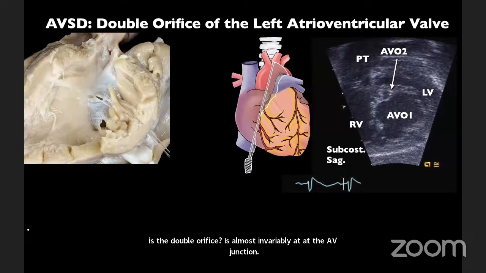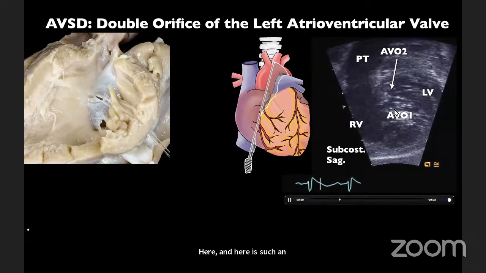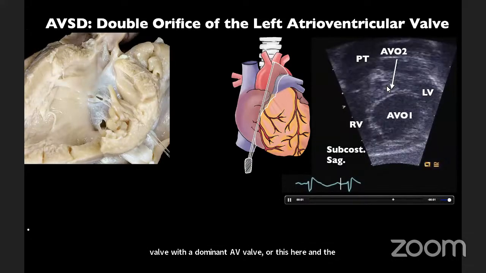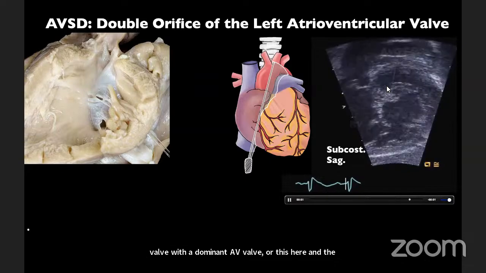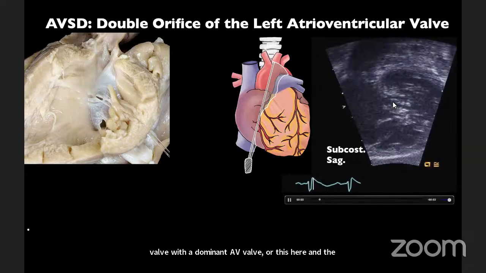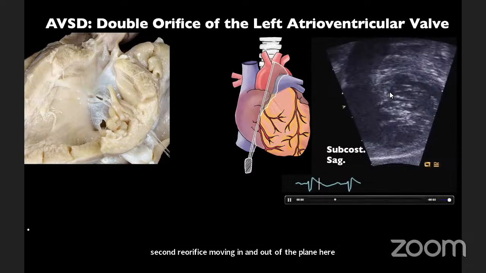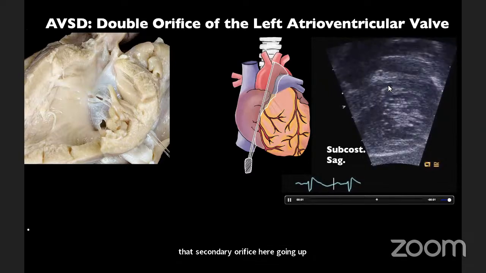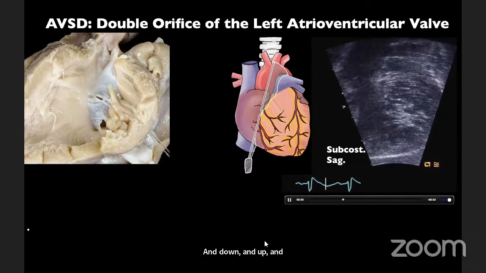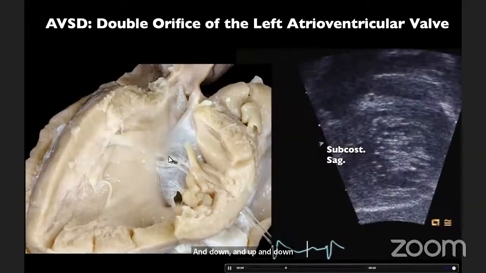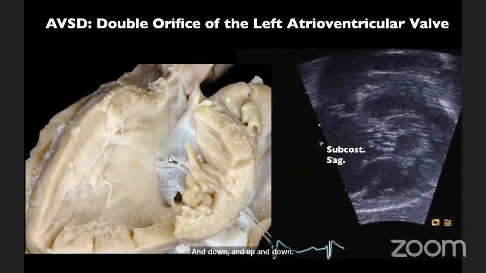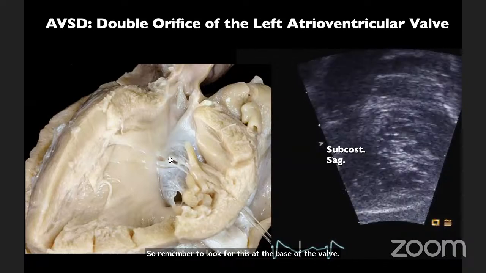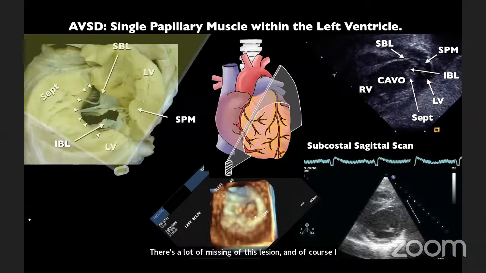And here is such an example of a double orifice valve with a dominant AV valve orifice here and a secondary orifice moving in and out of the plane here. I will take the labels off for you so that you can see that secondary orifice going up and down, up and down. So remember to look for this at the base of the valve. There's a lot of missing of this lesion, and of course 3D echo would be a very good way of supplementing this.